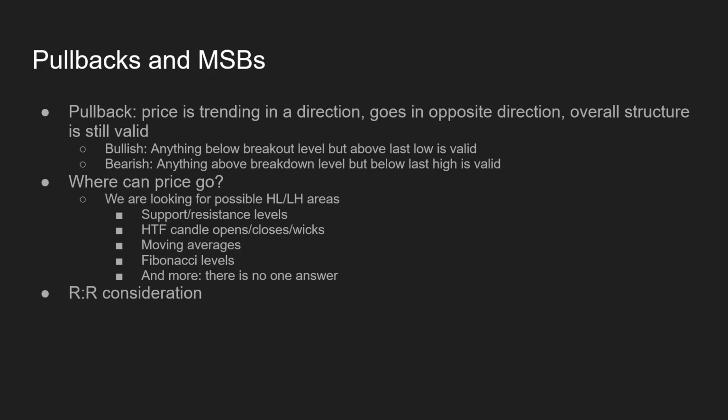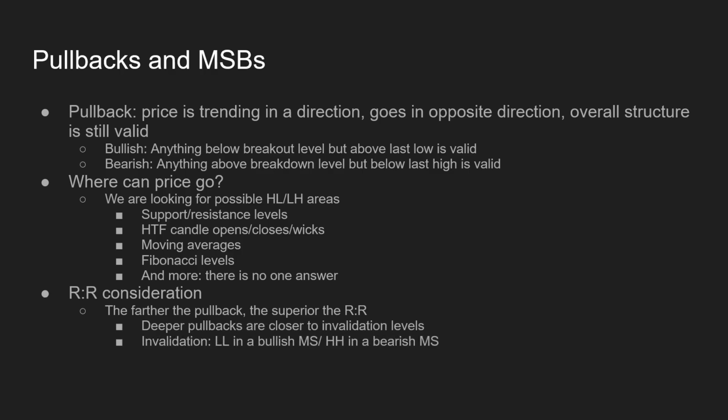Another thing to consider from a trading perspective is your risk to reward ratio and considerations for that. The farther the pullback, the superior the risk to reward. Deeper pullbacks are closer to invalidation levels. And remember, the invalidation is a lower low in a bullish market structure and a higher high in a bearish market structure. So think of those breakout lines.